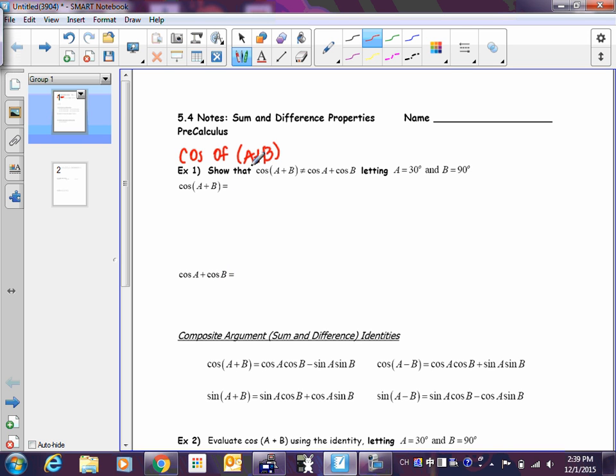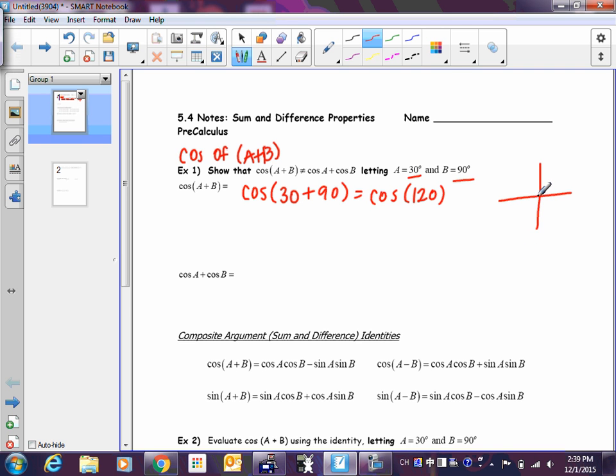And this will be good. It'll review exact values. The semester exam's right around the corner, so this is a really good review. So first of all, we're going to do cosine of a plus b. Now they give you a and b to be 30 and 90, and this is in degrees. So what is 30 plus 90? 120.